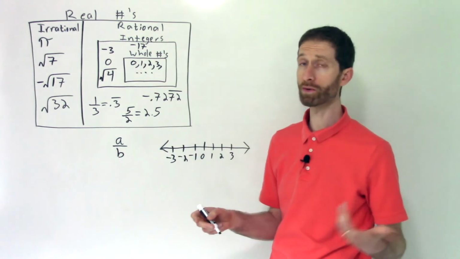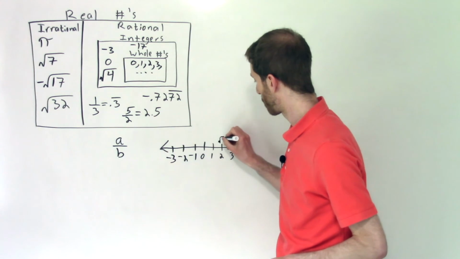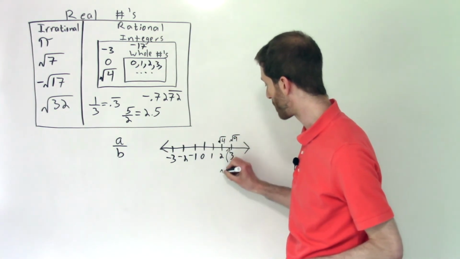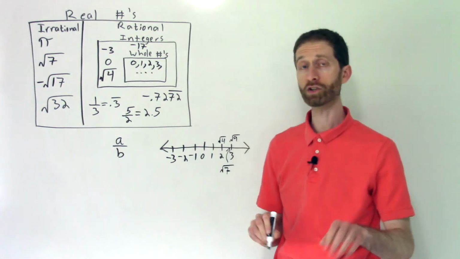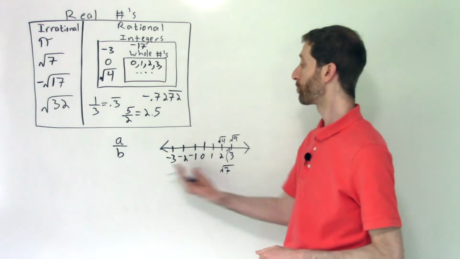For instance, the square root of 7 is between the square root of 4, which is 2, and the square root of 9, which is 3. So the square root of 7 is somewhere like right here. It's still irrational, but it's on the number line. So real numbers are numbers that can be counted. They're on the real number line.